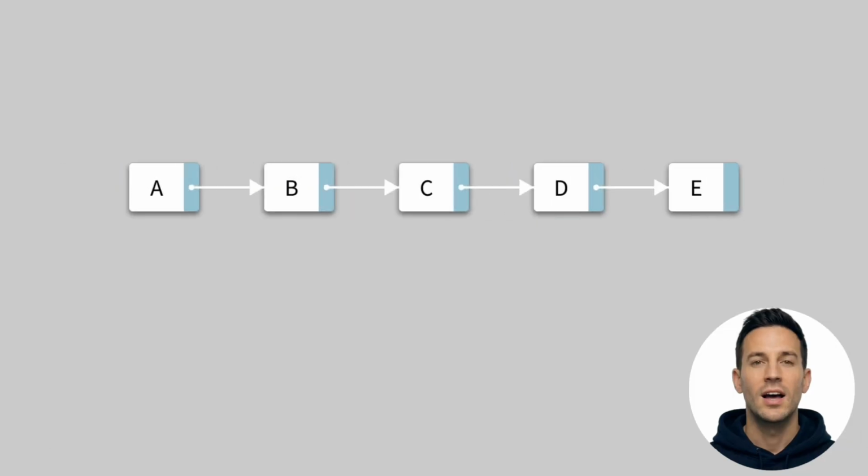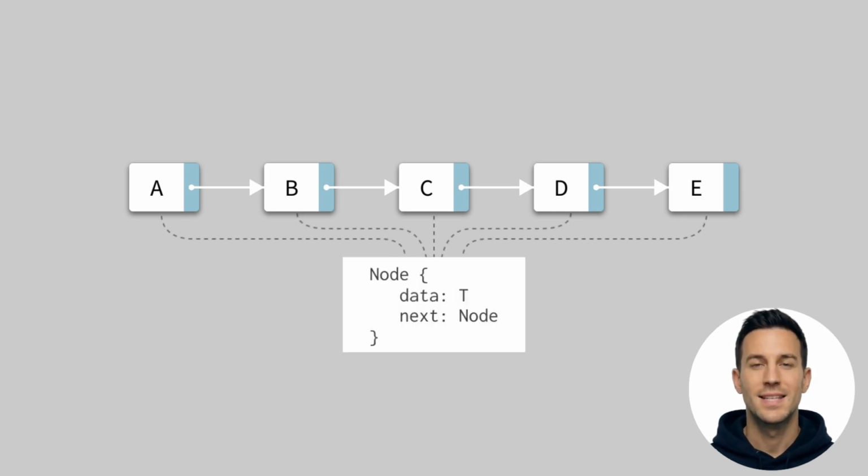Remember how arrays struggle with inserting at the beginning? Linked lists solve that. Really? How? A linked list is an ordered collection of elements. They're called nodes. Each node has two parts, data and next. Data stores the value. Next is a link, a reference to the following node. That's where the name linked list comes from.